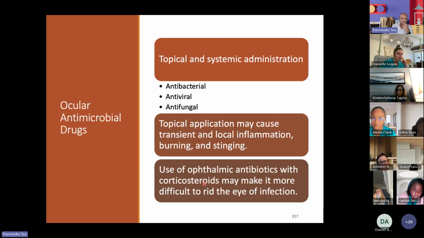Here come your antimicrobial drugs. Antimicrobial means antibiotics, as well as viral, fungal infections, all those. Microbial means any microorganism. That is an umbrella term used for all these. So antibacterial for bacterial infection, antiviral for viral infection, antifungal for fungal infection.